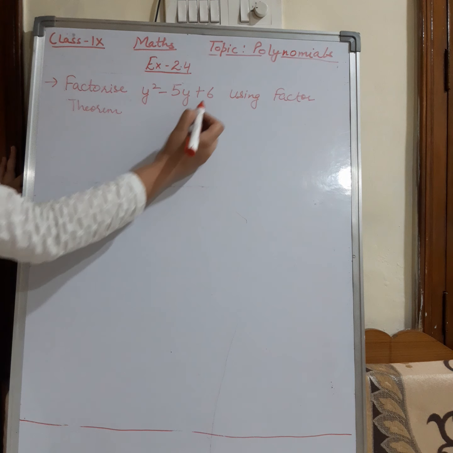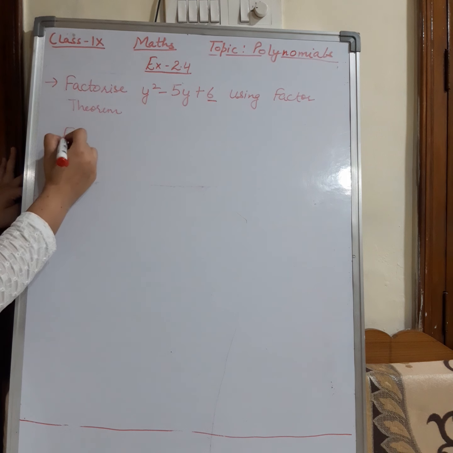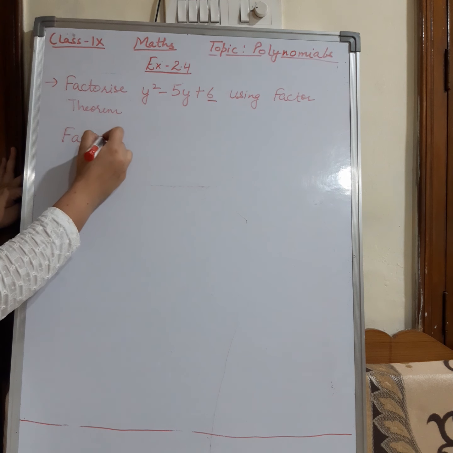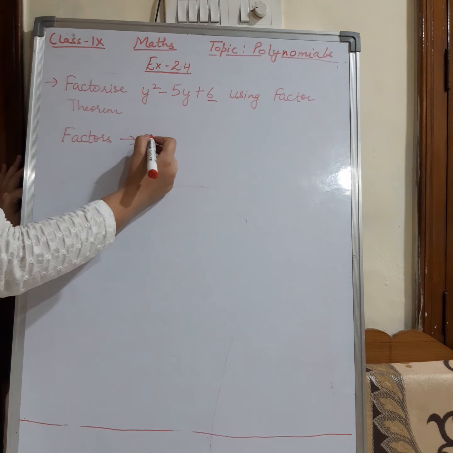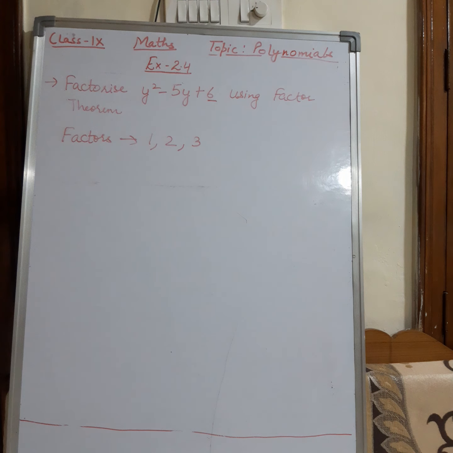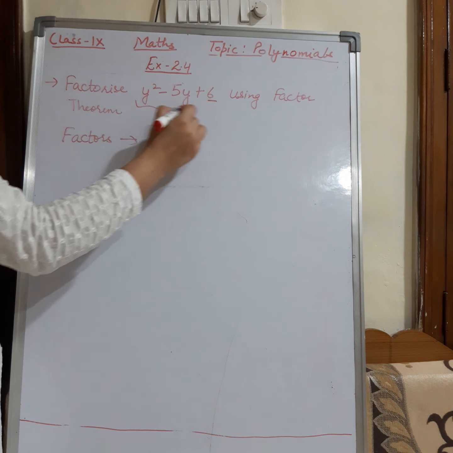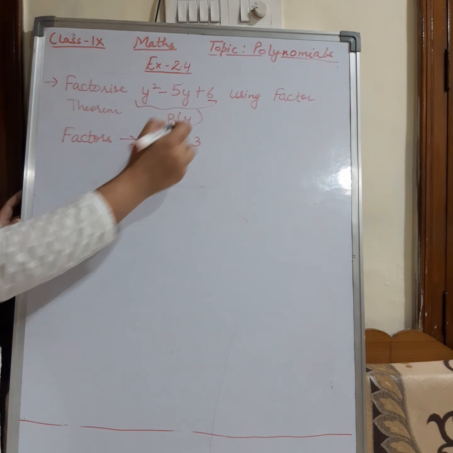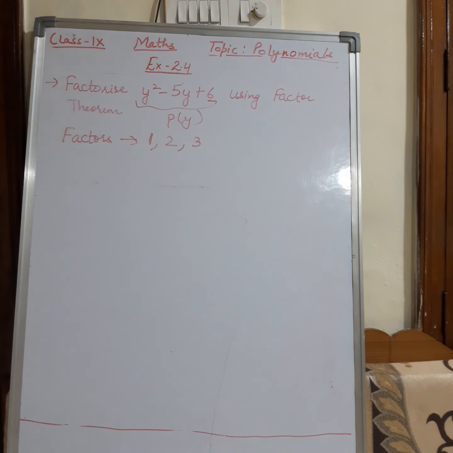First of all, we see the constant term. The constant term is 6. So we have to write down a few of its factors, if possible all or a few. So the factors of 6 can be 1, 2 and 3. Fine. Suppose my given polynomial was p(y). I'll try putting the values of these factors in such a way that I should get the answer of this given polynomial as 0.